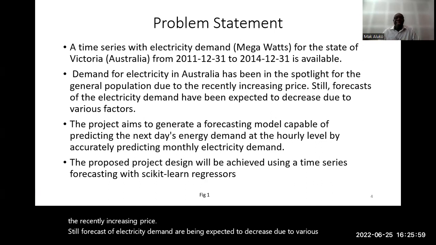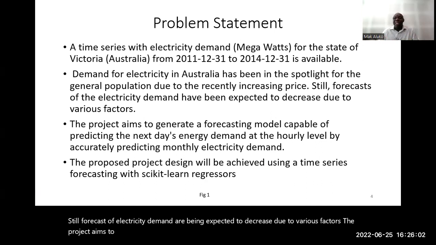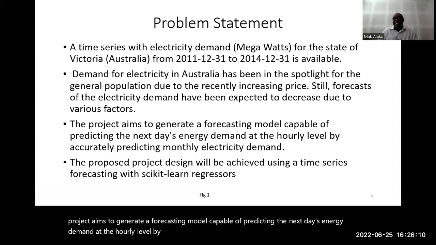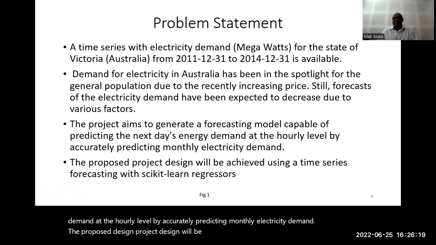The project aims to generate a forecasting model capable of predicting the next day's energy demand at the hourly level by accurately predicting monthly electricity demand. The proposed project design will be achieved using time series forecasting with scikit-learn regressors.